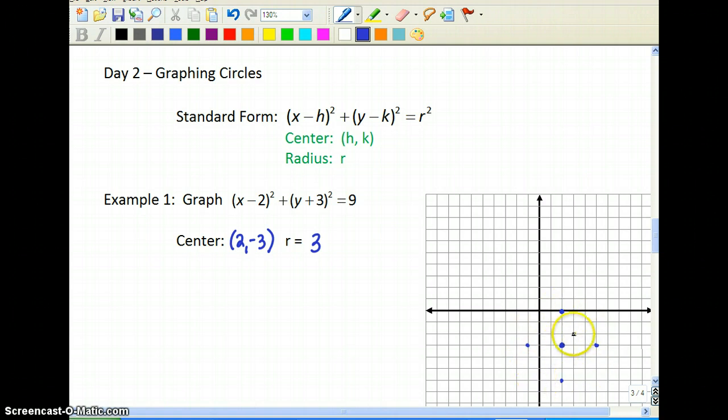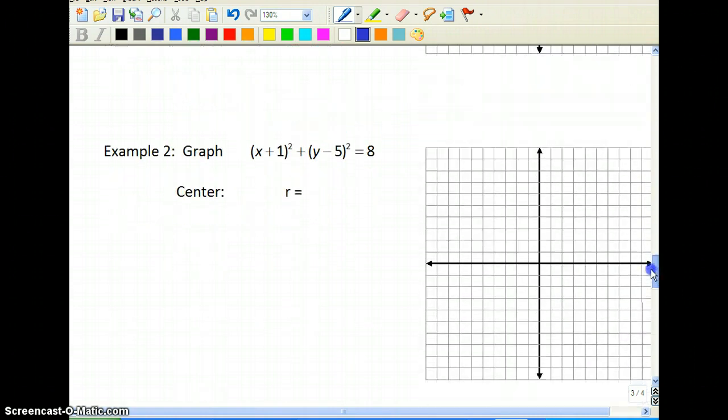Now you can't count 3 boxes this way. See, that's not going to be 3 units because we know the diagonal of each square is bigger than the sides of the square. So you just do the best that you can at drawing these on there. A lot of times they don't look very much like a circle, but that's okay. That's all you have to do.